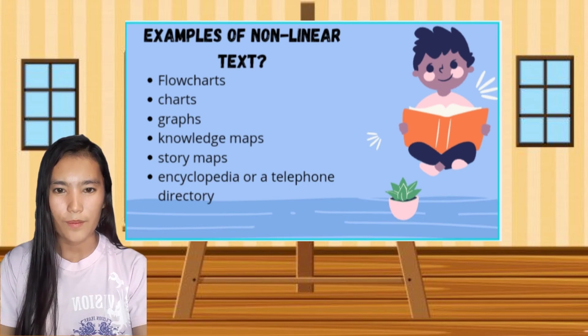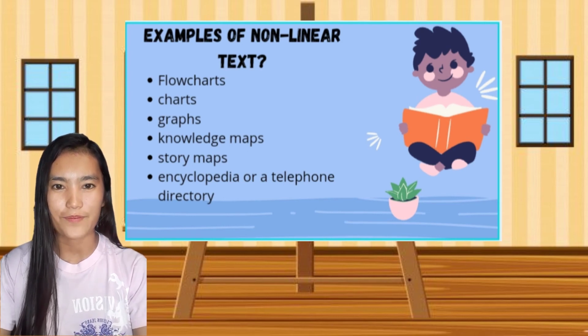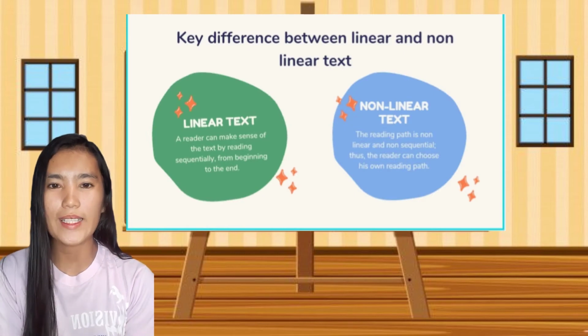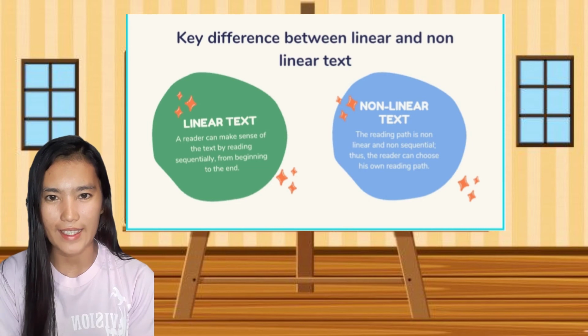For example, consider an encyclopedia or a telephone directory. We do not read them from beginning to the end. We skim through them to obtain the specific information we need. Now, we will find the difference between linear and non-linear text.